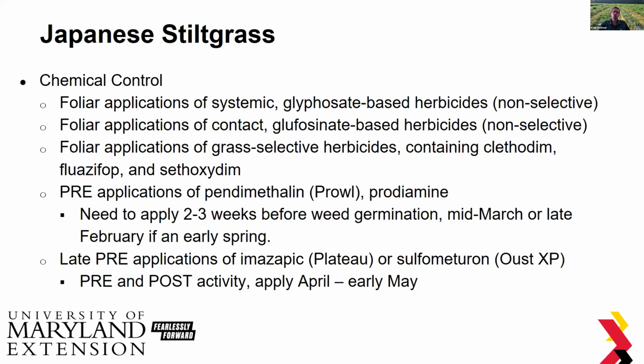Japanese stiltgrass can be controlled with pre-emergence herbicide applications. Those are applications made to the soil before plants emerge. Most pre-emergence herbicides will not control plants once they've emerged. But using products like Prowl or prodiamine can be effective. You just need to apply these about 2 to 3 weeks before weed germination. For Japanese stiltgrass, that's about mid-March or late February if we're having an early spring. Some herbicides do have both foliar and soil activity, so late pre-emergence applications of imazapic or sulfometuron can be made between April and early May.